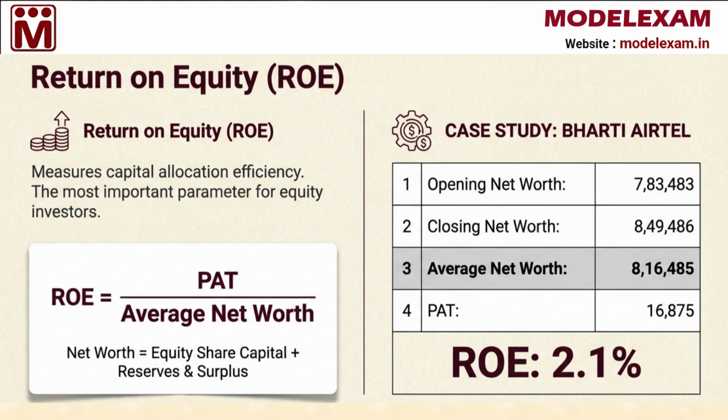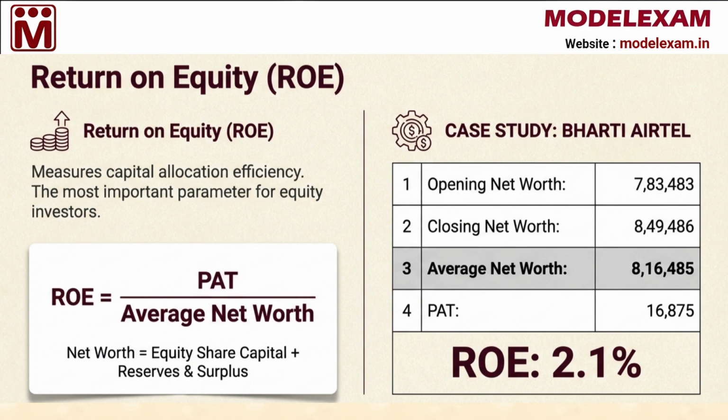This is often considered the most important parameter for equity investors because it measures capital allocation efficiency. The formula is profit after tax divided by average net worth. Let us calculate this for Bharti Airtel. We take the opening net worth of 7,83,483 and the closing net worth of 8,49,486 to get an average net worth of 8,16,000.